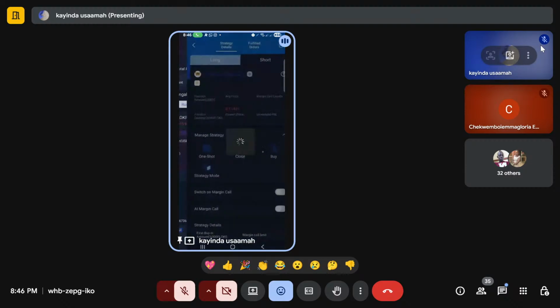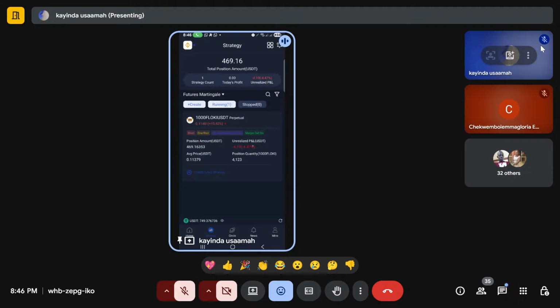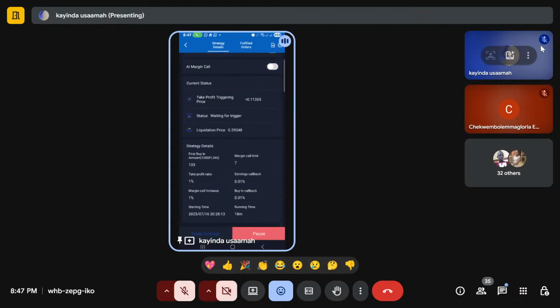The real percentage is 0.7, but it's already reading 4% because of the 5x leverage. So for those who are trading with no leverage, the real percentage will always apply. 0.8 will be 0.8. Then first buying amount. Of course, it's in a coin. For example, you are seeing there in bracket, it is showing you 1,000. It shows you in a coin. Take profit ratio 1%. Margin call increase 1%.